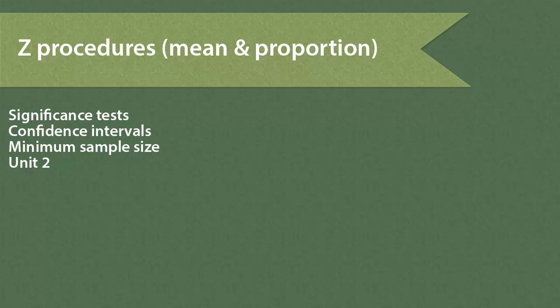We could do the same thing for the population mean. We'll use the same Z procedure to run a test for the population mean and the confidence interval to make an estimate for the population mean. We'll also demonstrate how to do minimum sample size calculations.